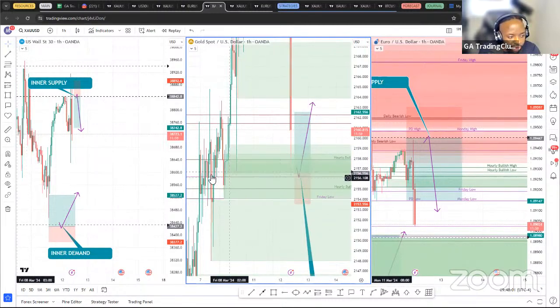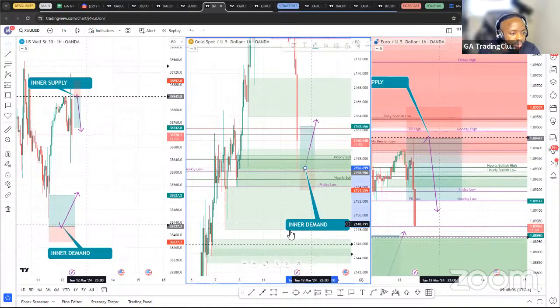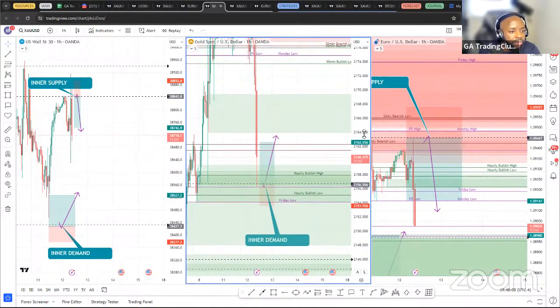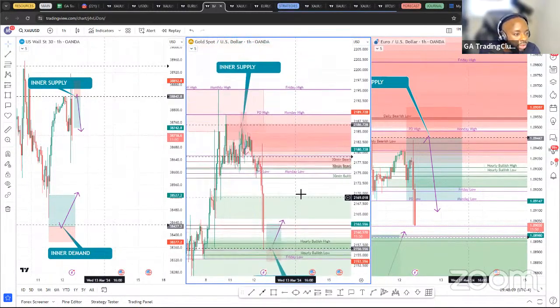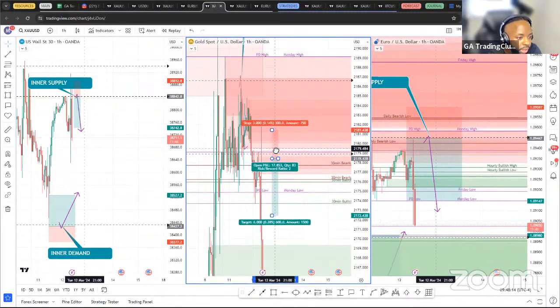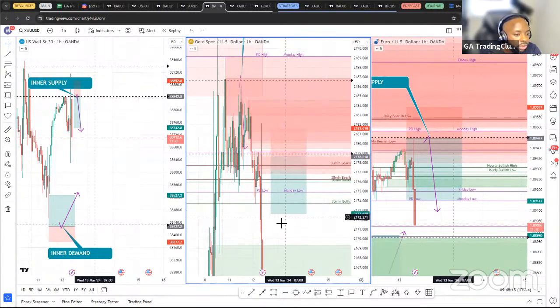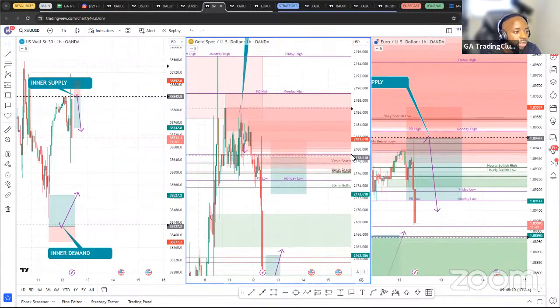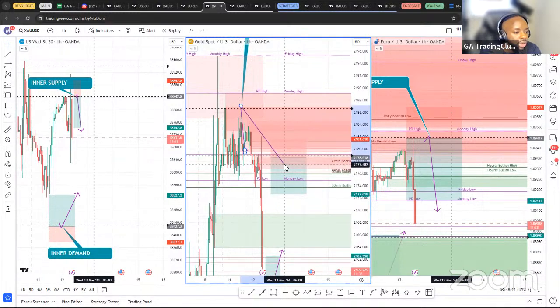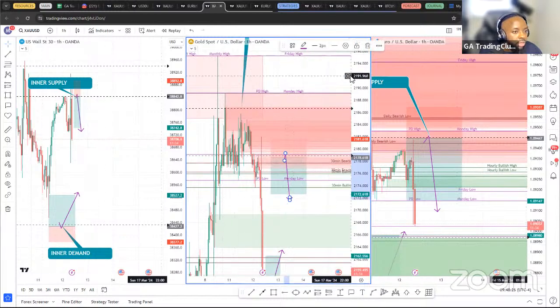But this would have been a nice setup. But this zone is still valid. You can see it hasn't been mitigated even by that drop. So it still remains as an inner demand zone. For gold sales on the hourly time frame, it would be at here, 2178. And something like that.